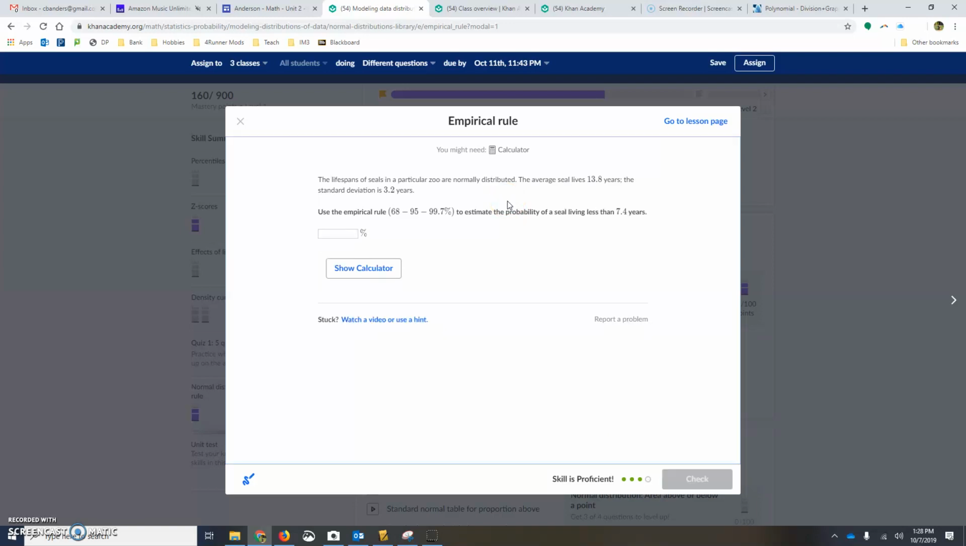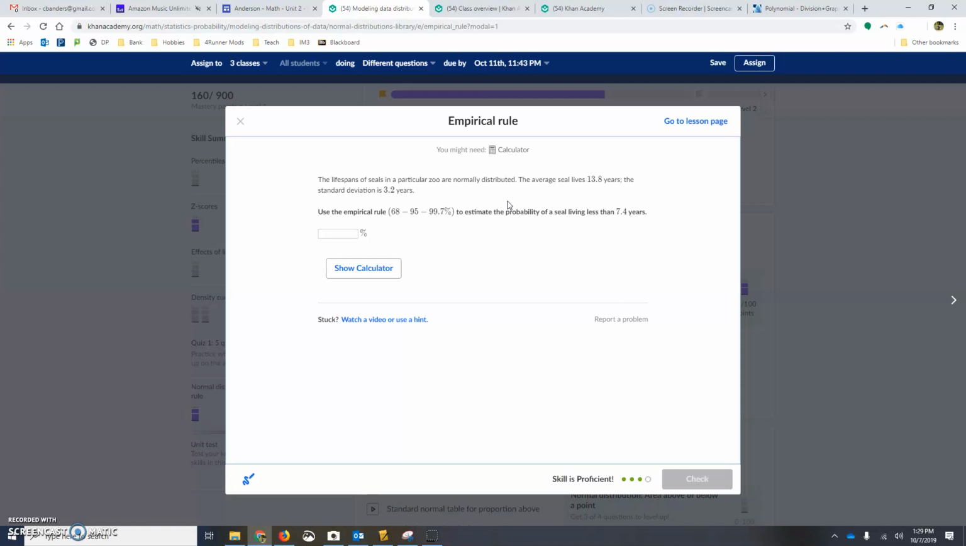Here we go. Seals in a zoo are normally distributed. The average seal lives 13.8 years. The deviation is 3.2. Less than 7.4. So we're only going to have to go left. We don't care about the high numbers yet for this question. So we start off with 13.8 in the middle. And we subtract 3.2. So we're going to get 10.6. And then 3.2 more off of that, we get 7.4. And that's the number.